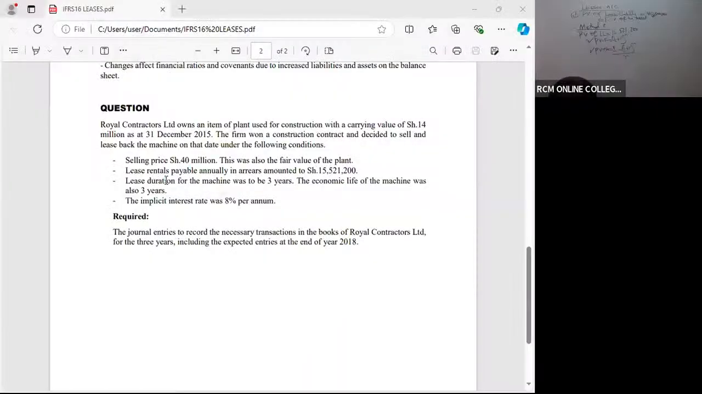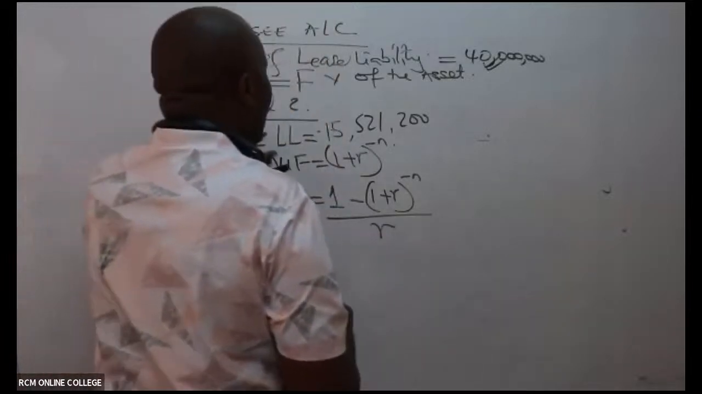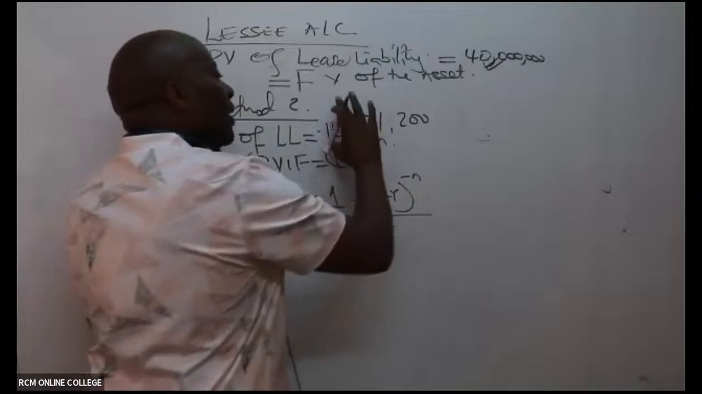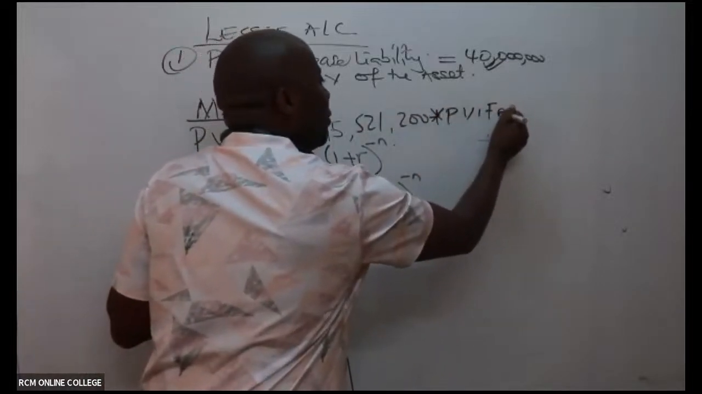You can see lease rentals payable annually, every year. It is 15,521,200 every year. So this is an annuity. And therefore, to get the present value of this lease liability, I will take this annuity amount, and because it is regular, I will multiply it with the PVFA.